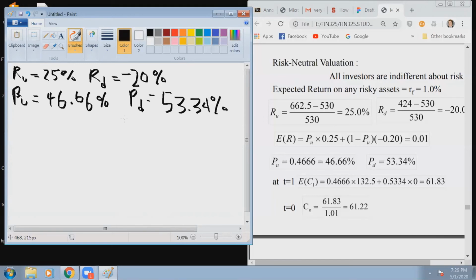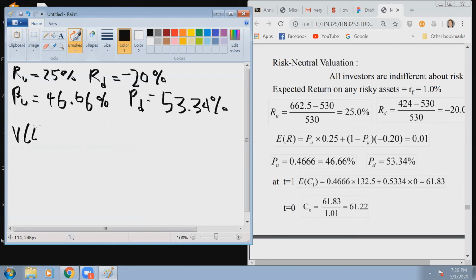Now, we also know in both of these two situations the payoff of our call, or the value of our call. In an upturn, we know that our call would be worth $132.50. And in a downturn, we know that our call would be worthless because we wouldn't execute the call if the stock price was lower than the exercise price. So with that information, we can use pretty much the same general valuation method that we used back in chapter 20 to calculate the value of the call here.